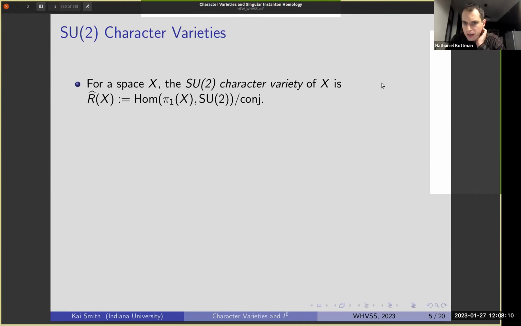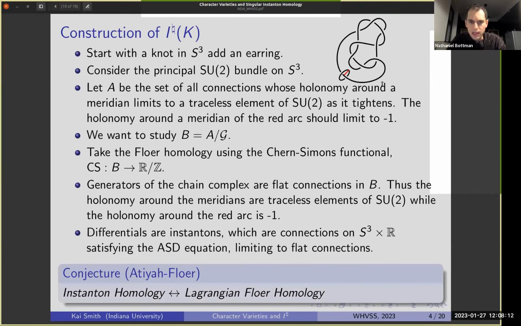Hi, can I ask a question? Yes. So on the previous slide in the construction here, where does the knot enter this construction?